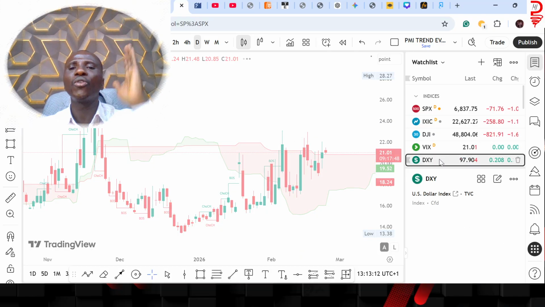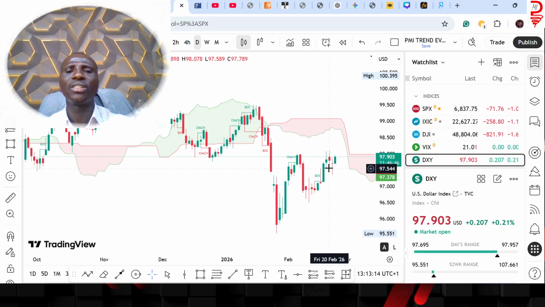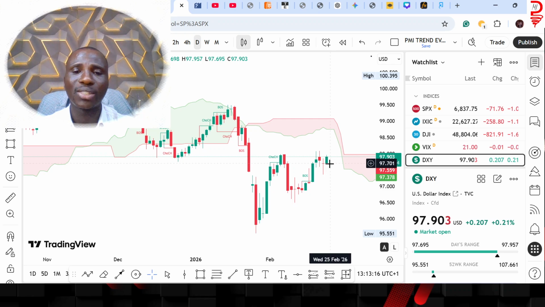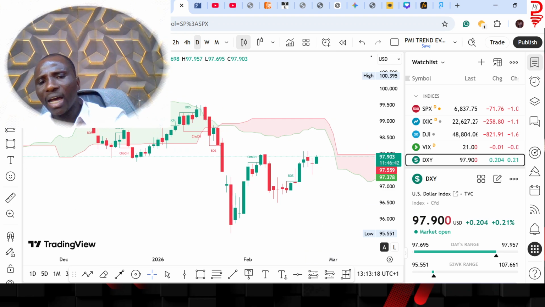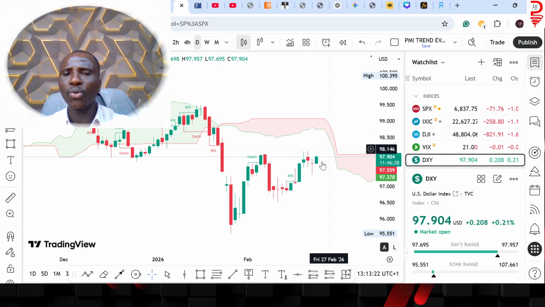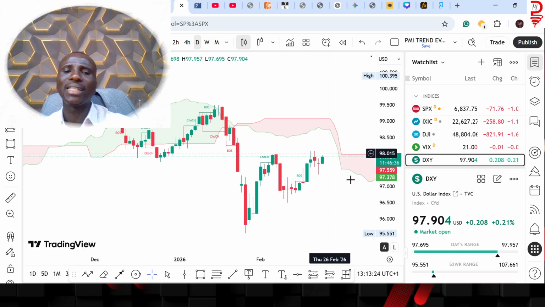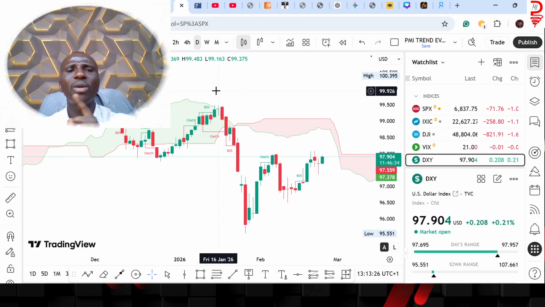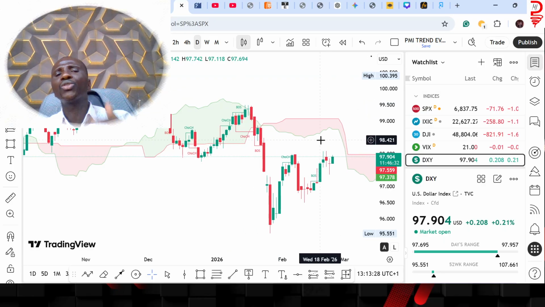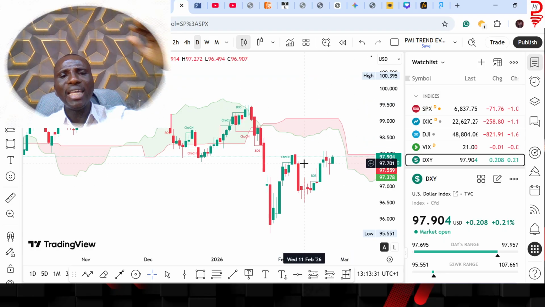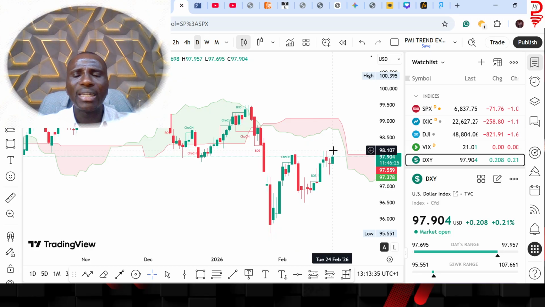So let's move to the dollar index, which is going to be the last index we are going to look into before we now go into different assets to analyze. I hope you are getting the way we analyze at Potential Miners International. So when we get to the dollar index, we want to ensure that if the dollar index is below the cloud, it means there is predominant dollar aversion.